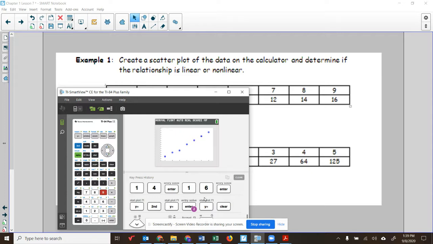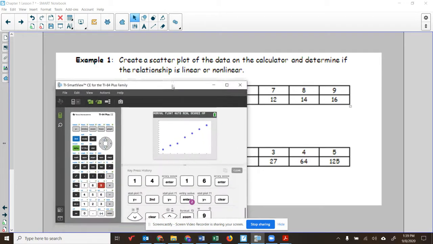That's pretty linear. Okay? Now I know this point right here is a little bit off, but you could draw a line almost through all of those. So I would say yes, this would be a pretty close to a linear relationship.